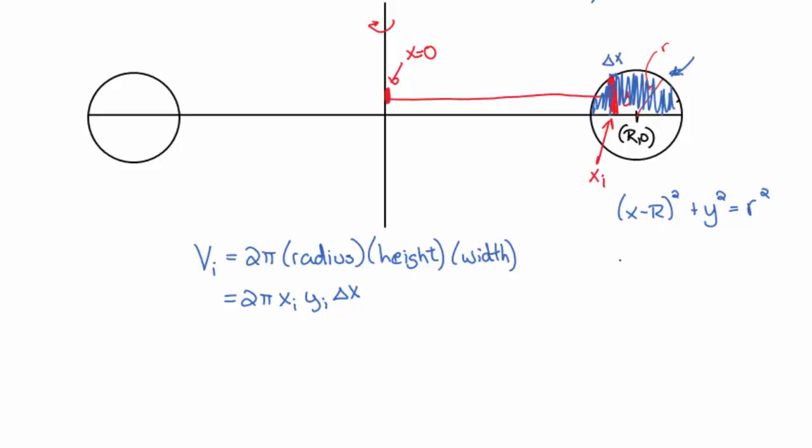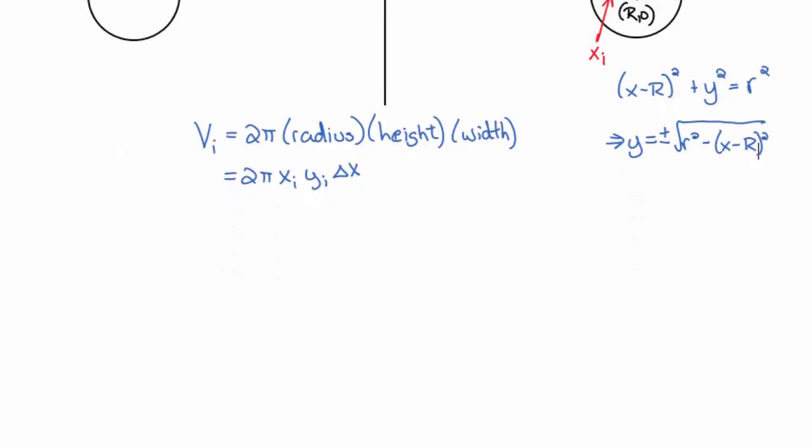So when I solve this for y, I will get plus or minus the square root of little r squared minus the quantity x minus capital R quantity squared. However, because I'm only really worried about the positive y values, I will only worry myself with the positive square root. So this volume is going to be 2 pi x sub i times the positive square root of little r squared minus the quantity x sub i minus big R being squared, and finally delta x.